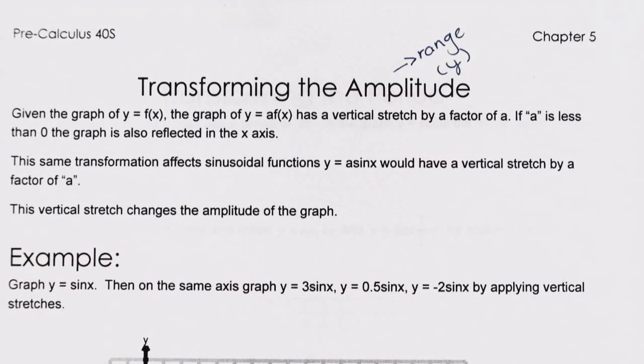They all apply here. So if a is less than 0, the graph is also reflected. Any negative value, but you know this from your transformation unit. This will not be new, but we're actually applying it to a specific function this time. Transformations affect sinusoidal functions. Vertical stretch by a factor of a. Vertical stretch changes the amplitude of the graph. So we are taking the graph and we are either stretching it or we are squishing it.